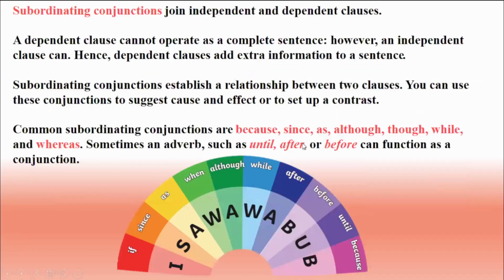Wait, we'll go with the sentence. Now you can see subordinating conjunctions establish a relationship between two clauses. You can use these conjunctions to suggest cause and effect or to set up a contrast. Right? We'll learn about that. Common subordinating conjunctions are because, since, as, although, though, while, whereas.